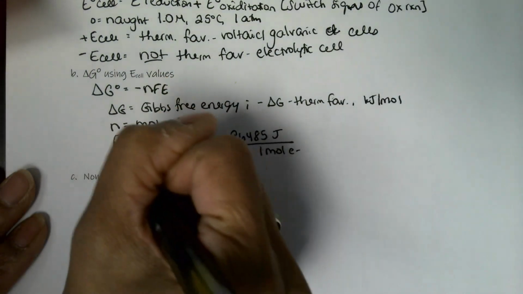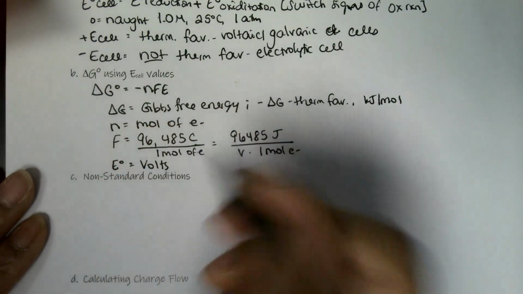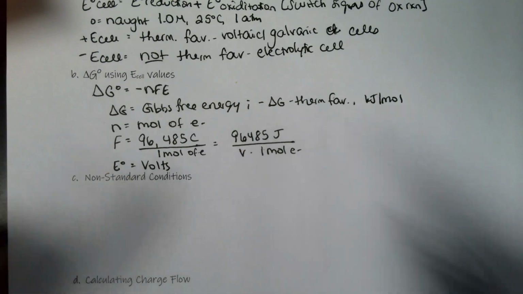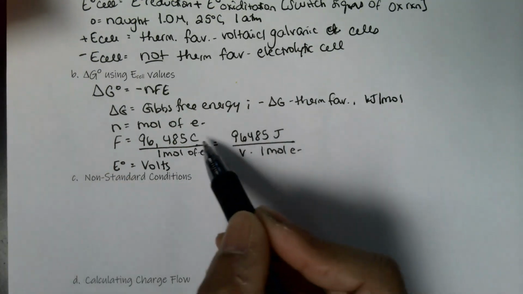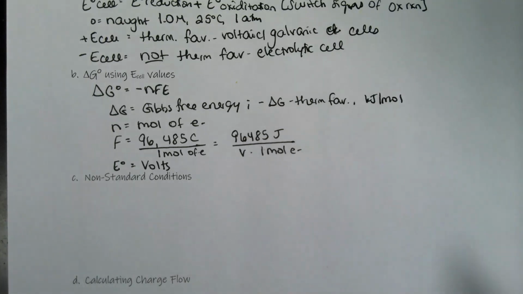For example, the E value is going to be in volts. So if we have the E value in volts, we can cancel those out with this. Ideally, I wish they would give you joules over volts instead of coulombs. They don't. We'll deal with it. Not a big deal. All right.